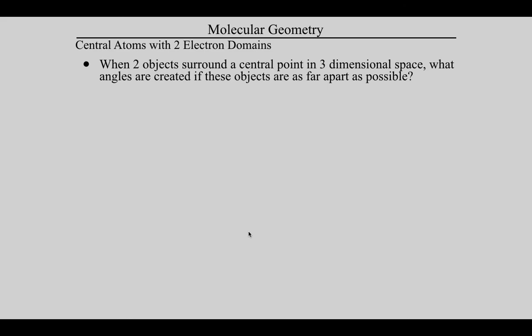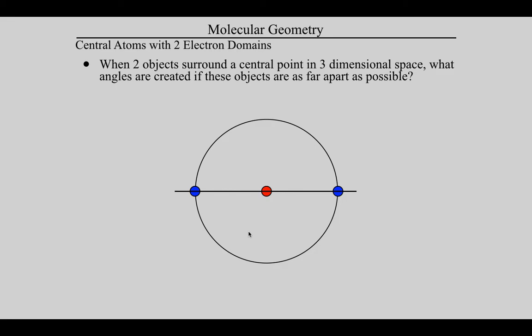Now we're looking at 2 domains. So when 2 domains surround a central atom in 3-dimensional space, what do we do to get them as far apart? So guys, here's our point, here's our circle. We're going to put 1 object there. Where does the second object go? Opposite it. And guys, what is that angle? 180 degrees. But guys, we're not going to call this straight. Listen carefully. We're not going to call this straight, because what did we say straight means? 2 points and no angle. So what are we going to call this if we don't call it straight? We're going to call it linear. So guys, this is 180 degree angles and we call it linear.